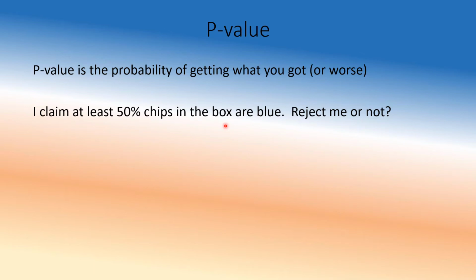So let's discuss p-value. I claim that 50% of chips in the box are blue, at least 50%. Am I right? Am I wrong? That's your job. Well, you take a sample, the usual thing. This is our hypothesis. Null is 50% or more. Alternate is less than 50%. If you don't question me, by default, the box has 50% or more blue chips. If you question, we have to prove it. So always have to prove this one. By default, this needs to be proven.